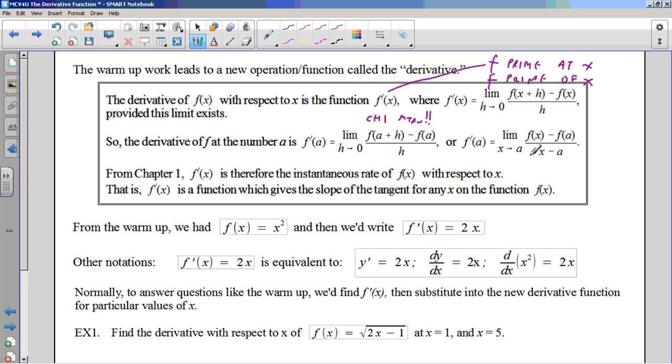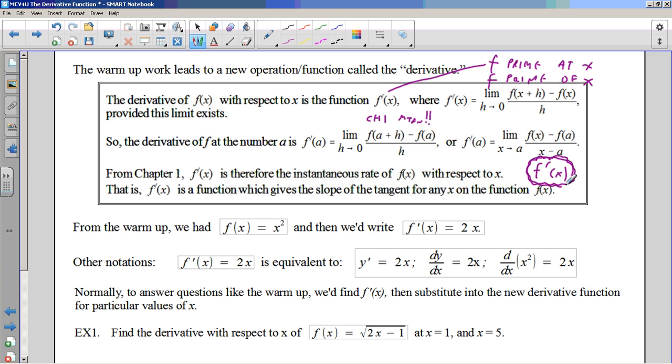From chapter 1, f prime at x is therefore the instantaneous rate of change of f at x with respect to x. That is, f prime at x is a function which gives the slope of the tangent for any x. So instead of picking out individual values a, we think of f prime at x, well, that gives us all the slopes at once. It gives us a new function that gives us all the slopes of f.